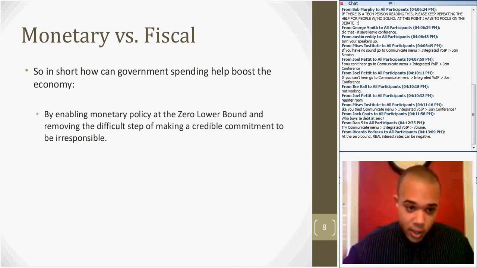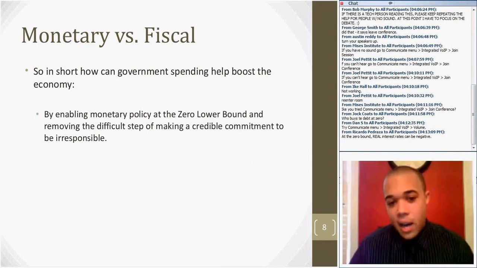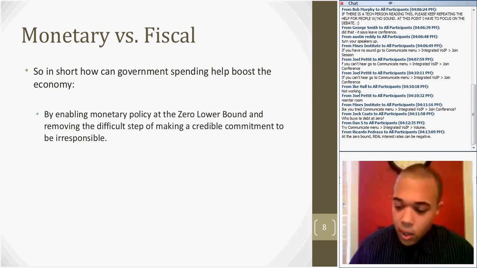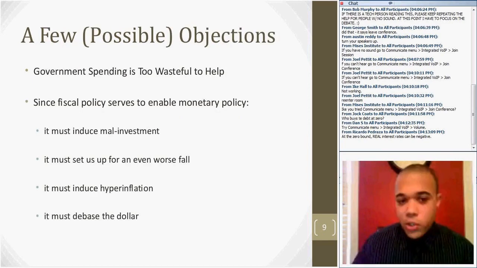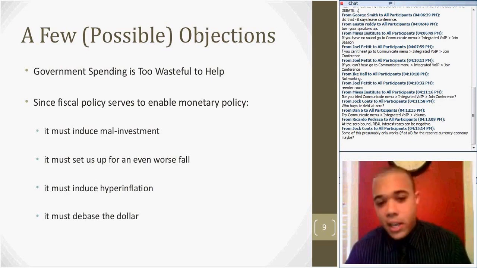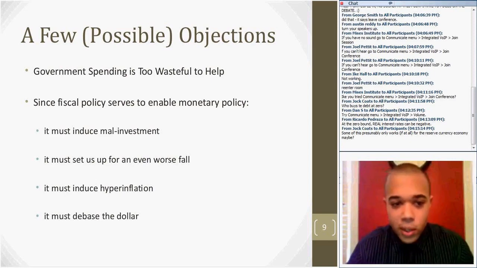So this is, in short, how can government spending help boost the economy? By enabling monetary policy at the zero lower bound and removing the difficult step of making a credible commitment to be irresponsible. Let me just go really quick, since I only have 2 minutes, through what I think are some of the possible objections. I'll just cover them really quick.